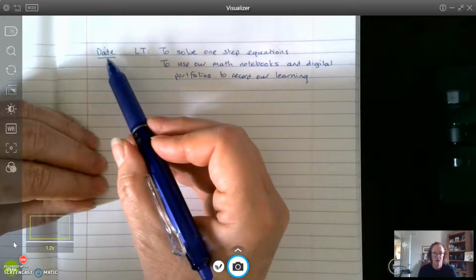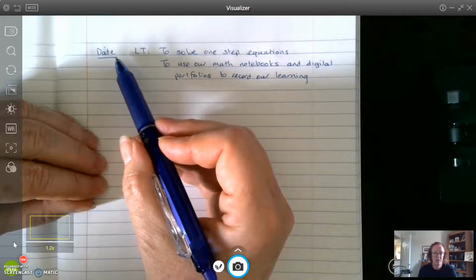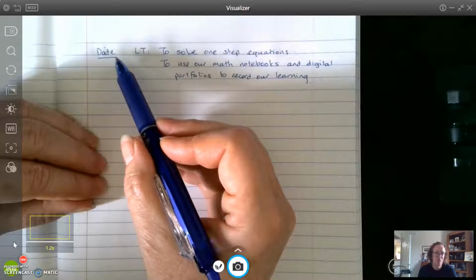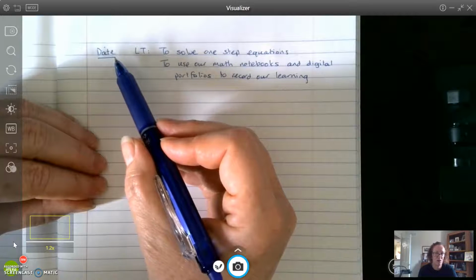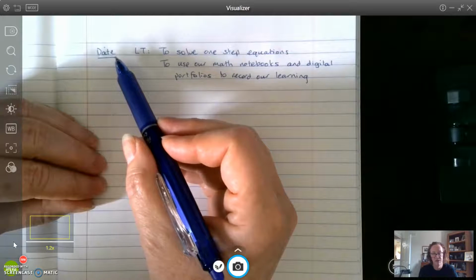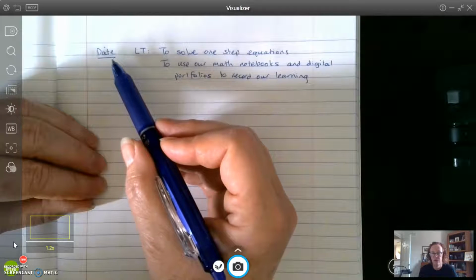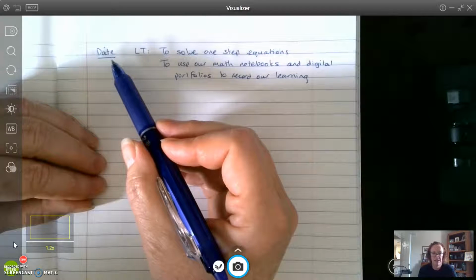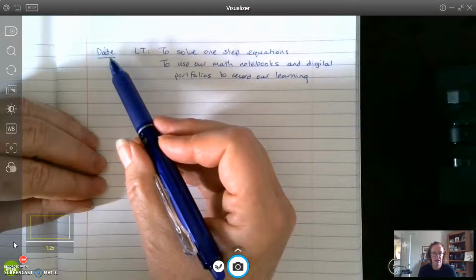You'll notice that I just wrote the word date here. This is the third page of my math notebook. I left the first two open in case I want to go back and put a table of contents. I'm not going to require you to use a table of contents, but let's leave a little bit of space in case you want to. So skip the first couple of pages, start on this first page.